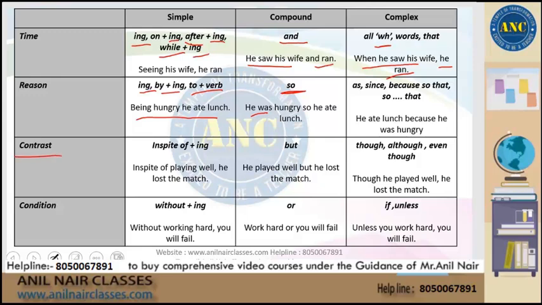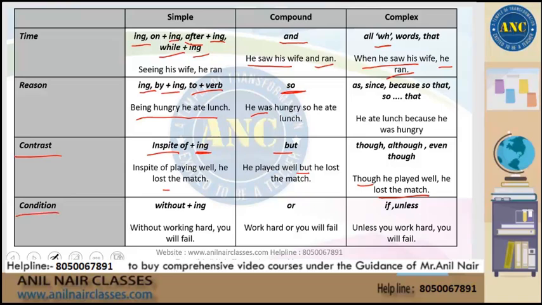For contrasting conditions, in spite of plus the verb should be in your ing form. In spite of playing well, he lost the match. He played well, but he lost the match. Though he played well, he lost the match. This is the complex sentence.